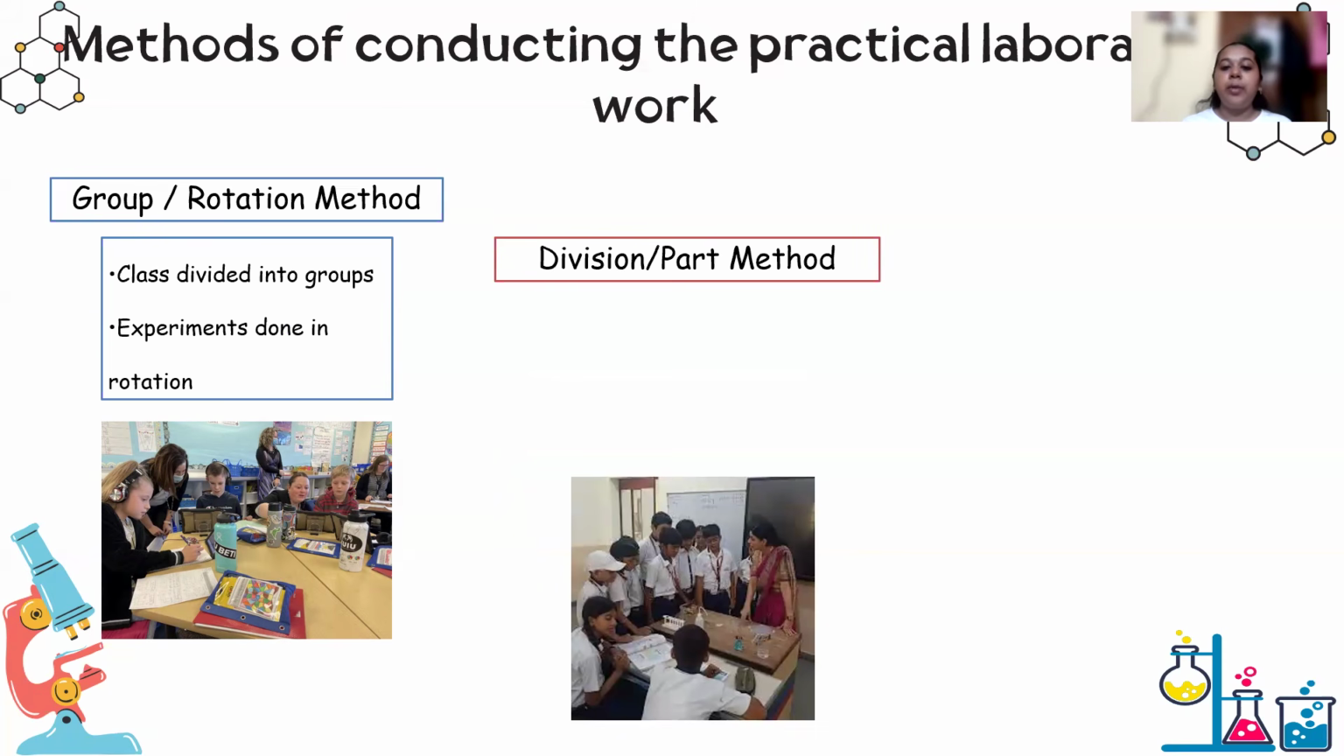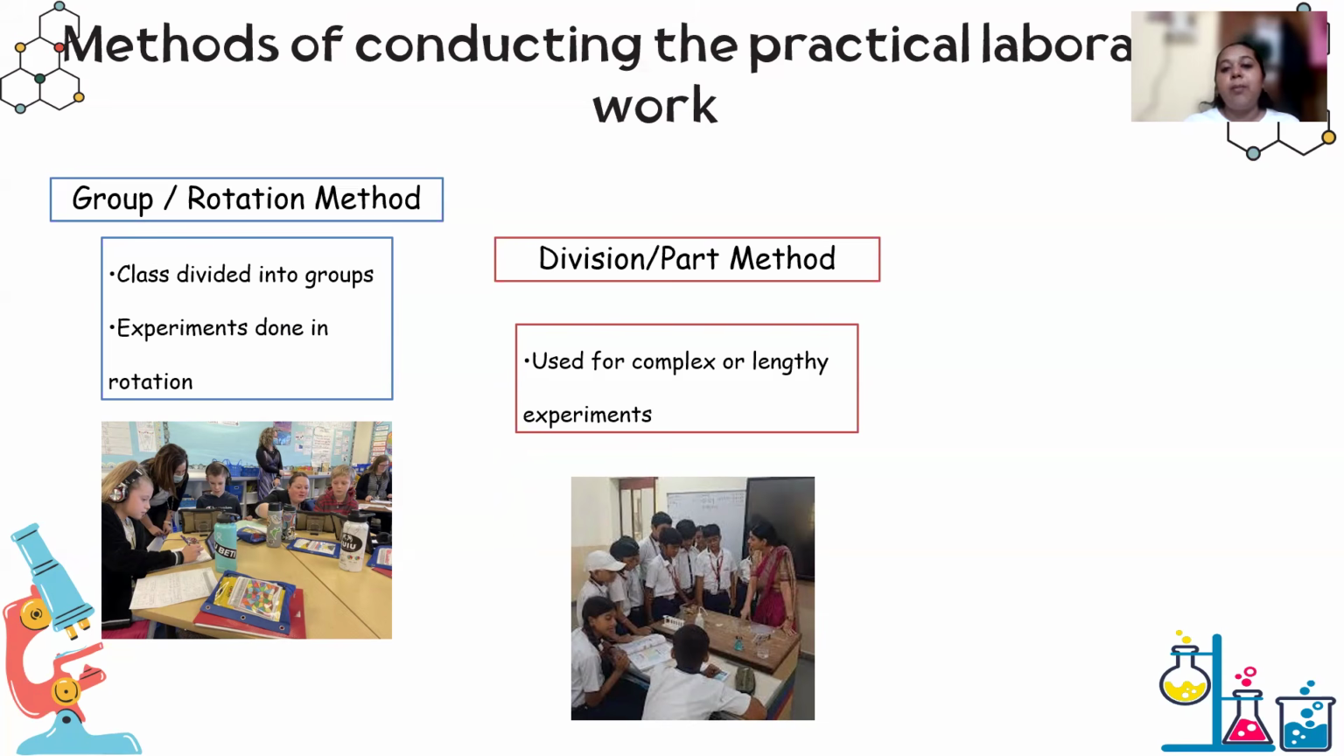Next is the division of part method. It is mainly used for complex or lengthy experiments which take a lot of time. Here they do not include all the students at once, but call them out in groups to work. The groups are larger as compared to the group rotation method. In the rotation method, each group is doing the same thing again and again after each one, whereas in the division of part method, if one group is doing one part of the experiment, the other group is doing the second part and not the first one. That is the difference between the group rotation and the division method.